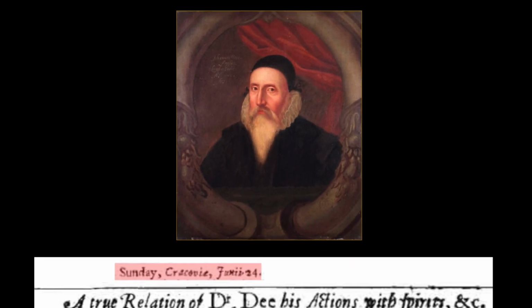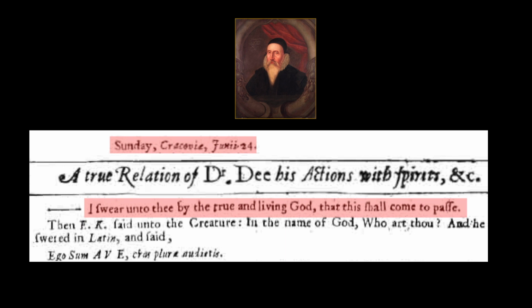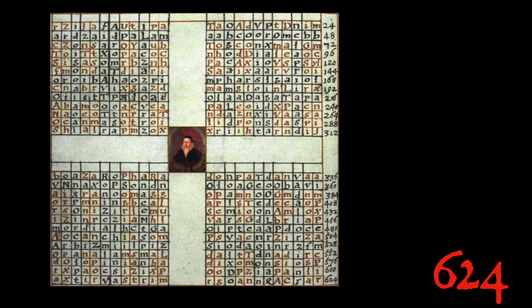What else do we know about John Dee? We're going to jump forward to when he's doing angel communications in Europe. The angels literally channeled to him on June 24th, 624, an encoding of this that's called the Enochian tables. Here's his handwriting, giving you the grid formation of it.